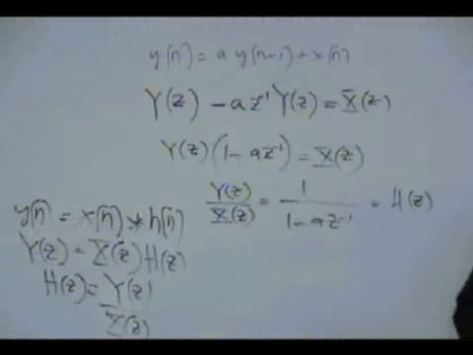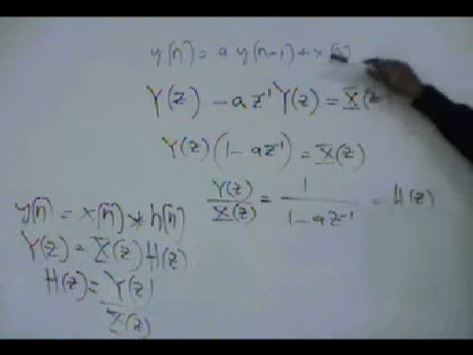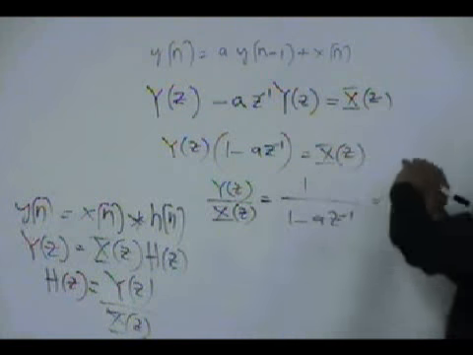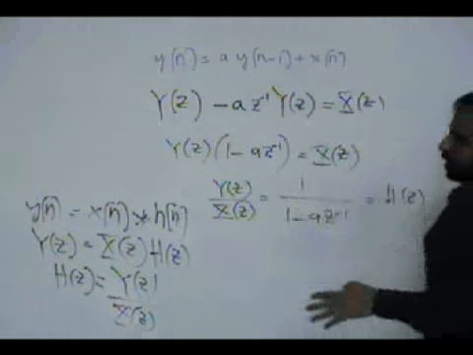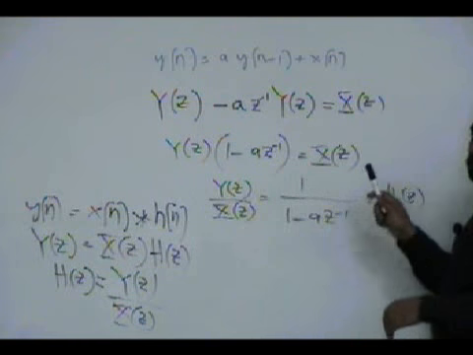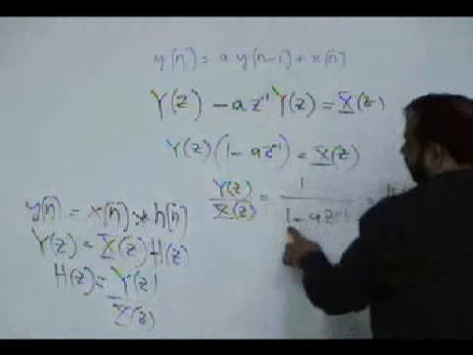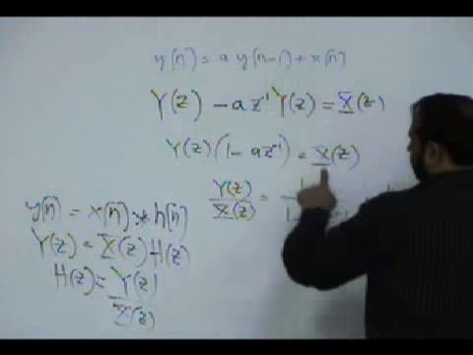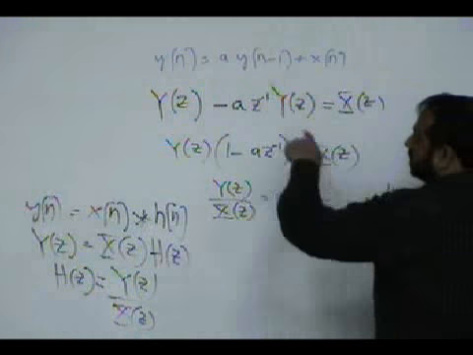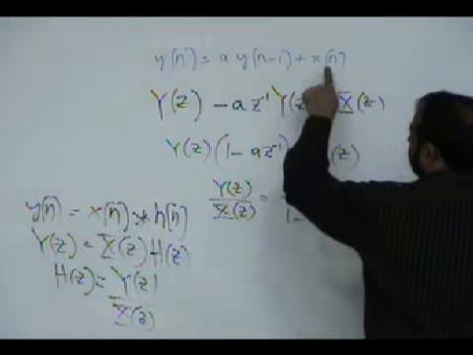H of Z. Okay, so look at this. You need not go through all of this. H of Z is, if you put all y's on one side and x on this side, the denominator is the coefficients of y. Y of n will come with a constant, y of n minus 1 will come with Z inverse, n minus 2 will come with Z minus 2, Z minus 3, so it is 1 and this is minus a, and coefficients of x will appear here.